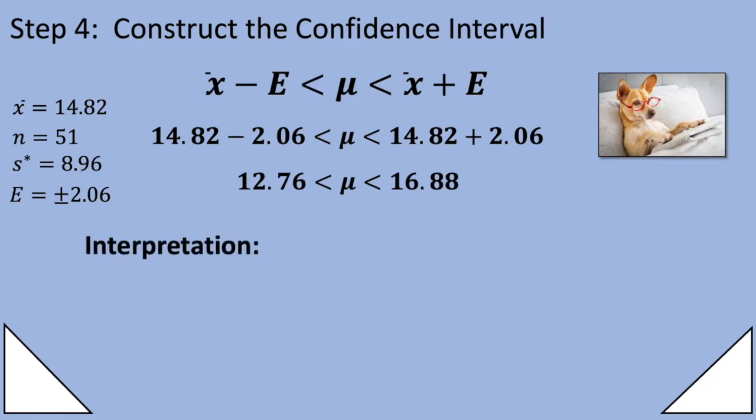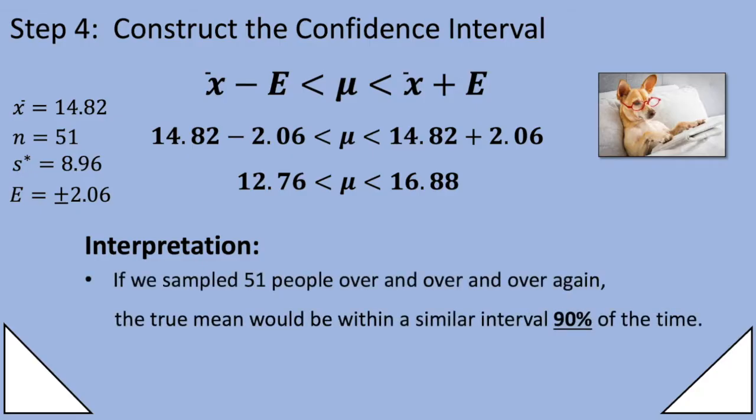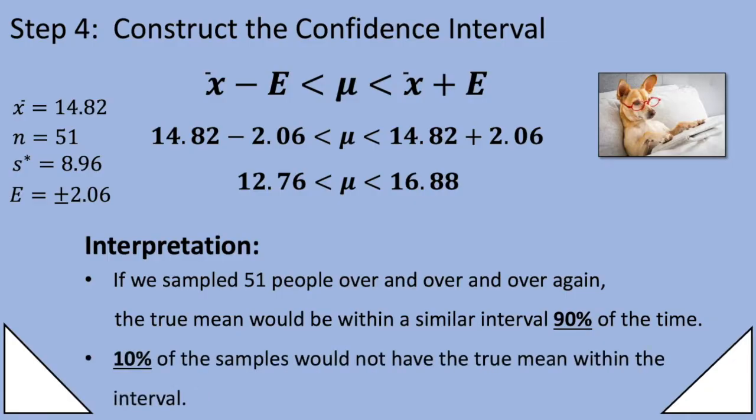Now, what does that mean? What that means is that if we sampled 51 people over and over again, the true mean would be within a similar interval 90% of the time. But 10% of the samples would actually not have the true mean within the interval. So let's look at another example.